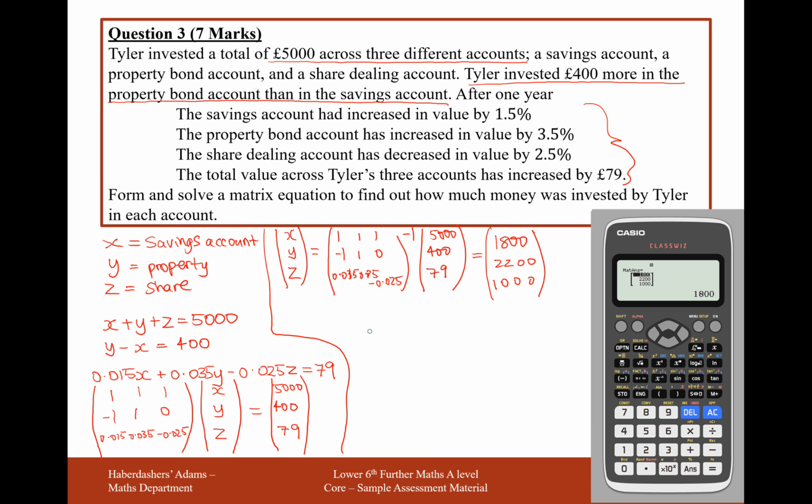Good, right, so we have the answer to our question then. In the savings account, we have £1,800. In the property account, we have 2,200, and in the shares account, we have the bottom value of 1,000.